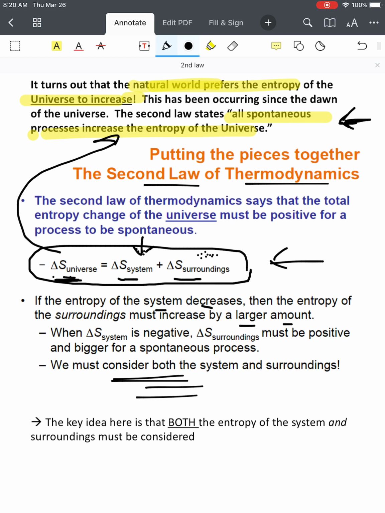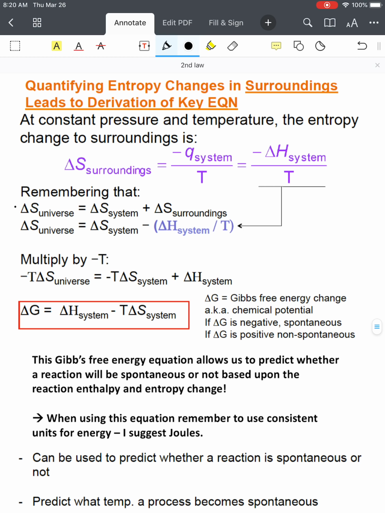So what are we going to do with that equation? Well, we're going to take the equation that we just spoke of, and I'm going to write it right here, okay? I highlighted it, it's right there. Delta S of the universe is delta S system plus delta S surroundings, okay? And now we're going to substitute into it. We're going to substitute in for this term right here.